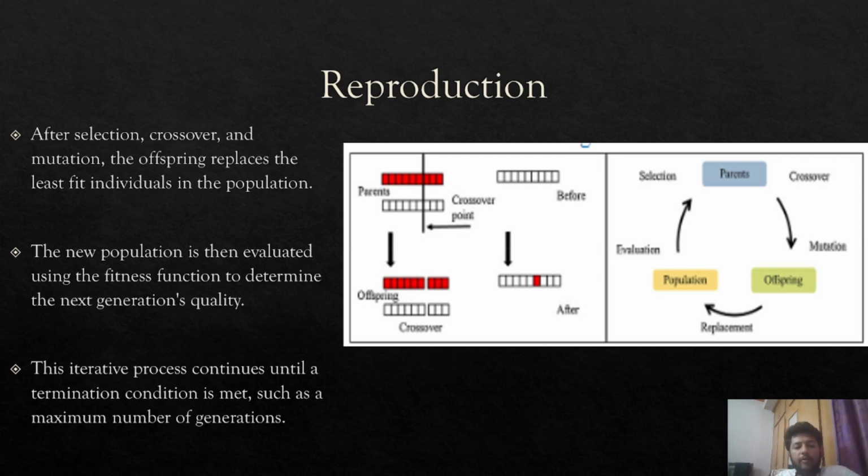So this iterative process continues until a termination condition is met, such as a maximum number of generations. So this is the loop that is known as the reproduction loop. As we can see on the right hand side, we have parents that undergo crossover, and then we have mutations, we have offsprings, we have a replacement, and then we have the new population that is evaluated again. Once again, the selection process is carried out.